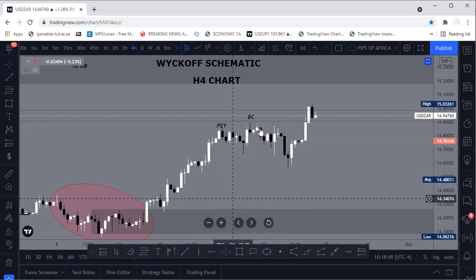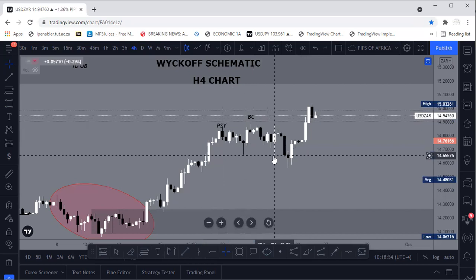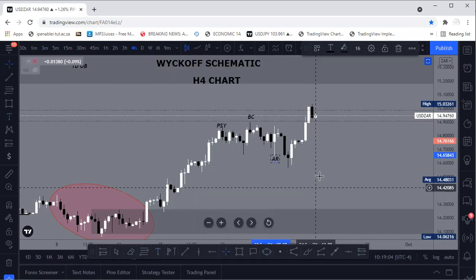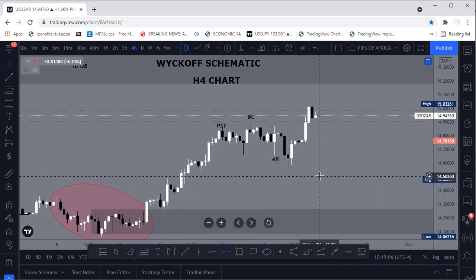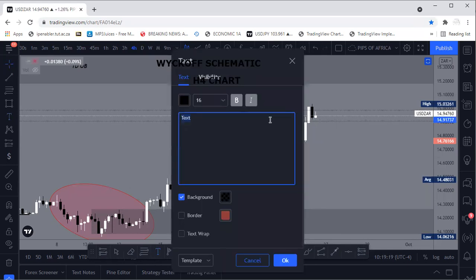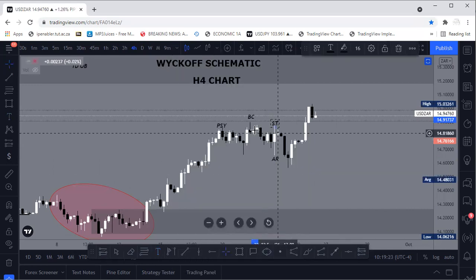So now we have the price climax above the preliminary supply, and then we're going to have what? The automatic reaction. Below here is the automatic reaction. After having the automatic reaction, we are waiting for the secondary test. Do not listen to people who say to you that the Wyckoff schematic is useless. It is not useless. It is going to save you from taking trades early, right?